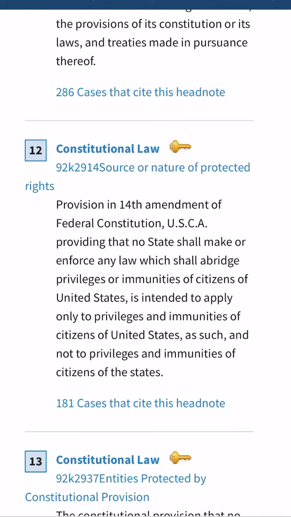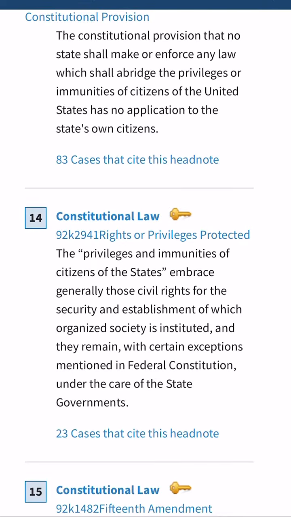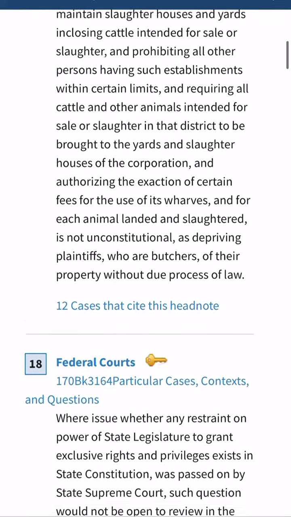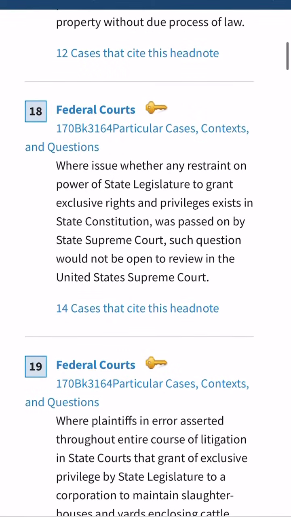How can you be something you personally didn't apply to be? Privileges and immunities of citizens of the state embrace generally those civil rights for the security and establishment of which organized society is instituted, and they remain, with certain exceptions mentioned in the federal Constitution, under the care of the state governments. See, you're misapplying things because we were not taught this.